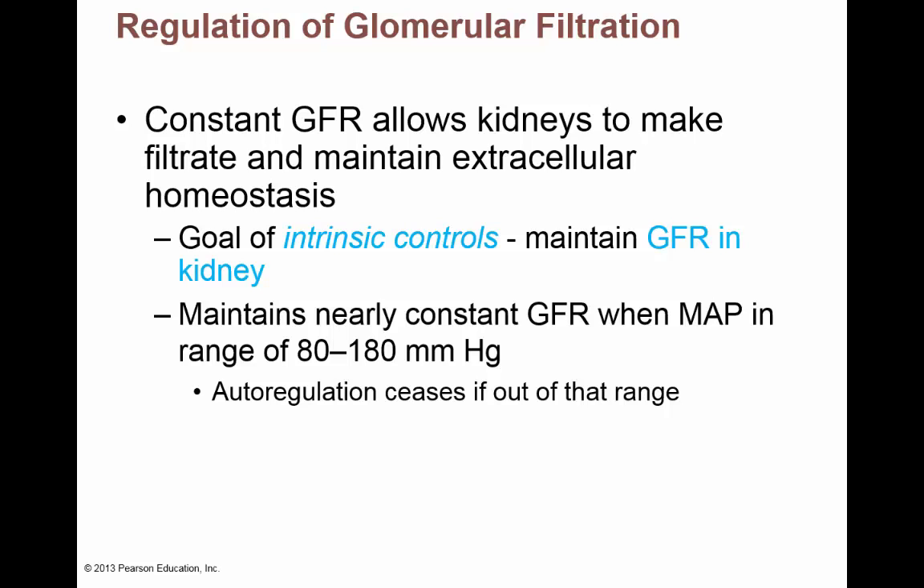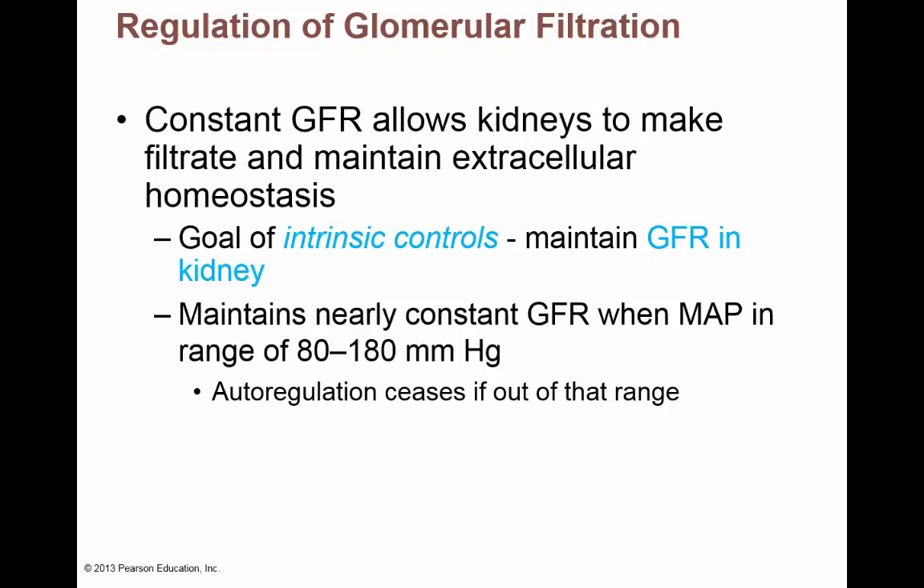Now, we generally have a pretty constant glomerular filtration rate. We make about 125 milliliters of filtrate every single minute. It allows our kidneys to make lots of filtrate. We can maintain extracellular homeostasis. We maintain the ions. We maintain the fluids. We're fine. We keep everything just fine.